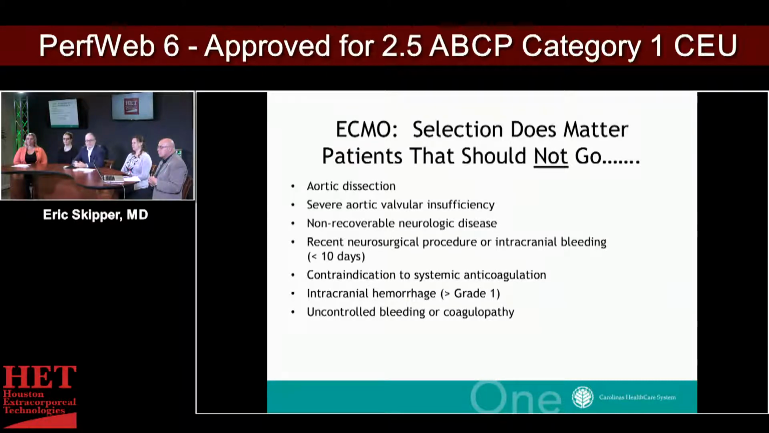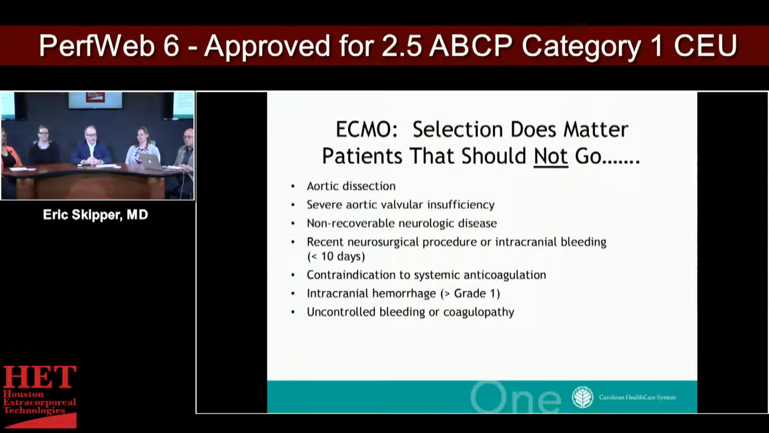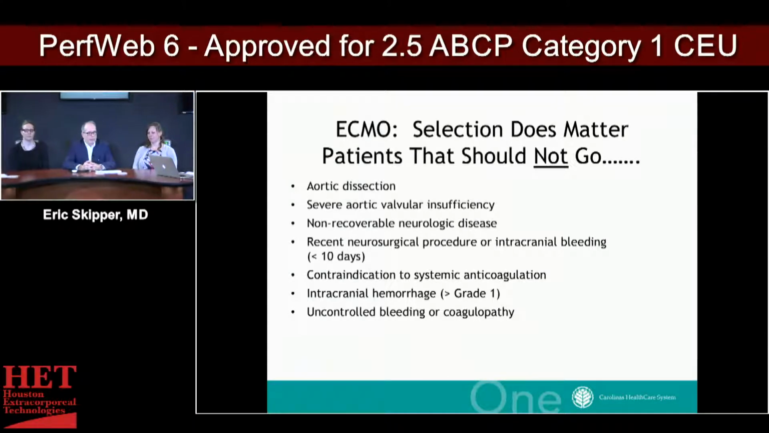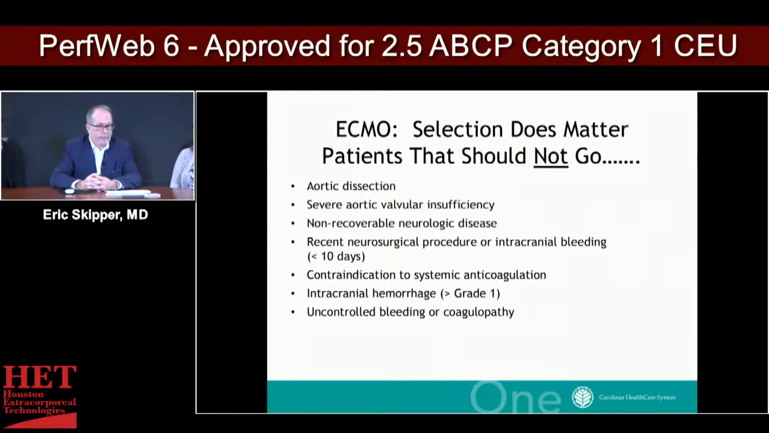Aortic dissection, not going to play well. Severe aortic valvular insufficiency, you're not going to be able to perfuse the patient, and you're not going to be able to recover the heart or the lungs. Non-recoverable neurologic disease, recent neurosurgical procedure or intracranial bleeding within the last 10 days. You have to be able to anticoagulate these patients, or you're going to trade one problem for another problem.